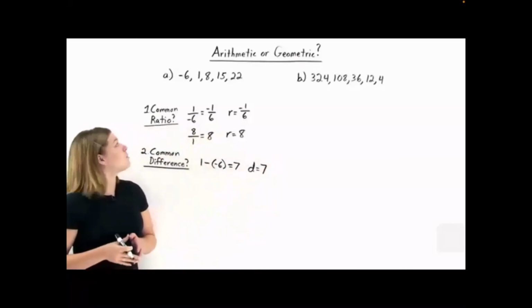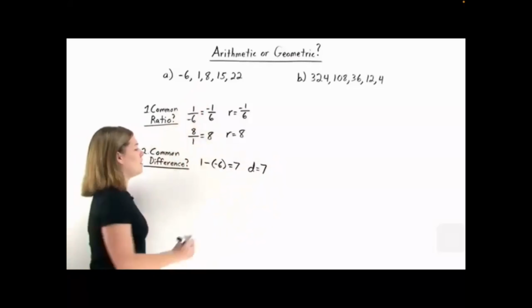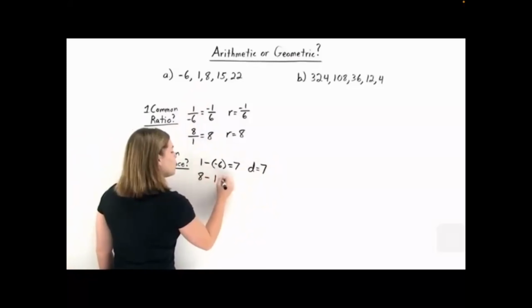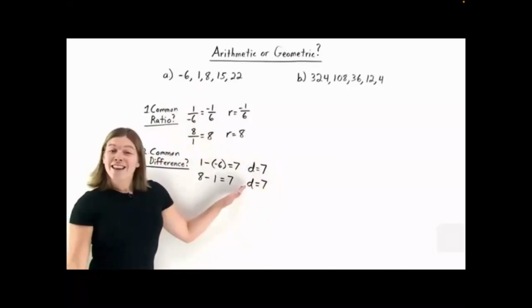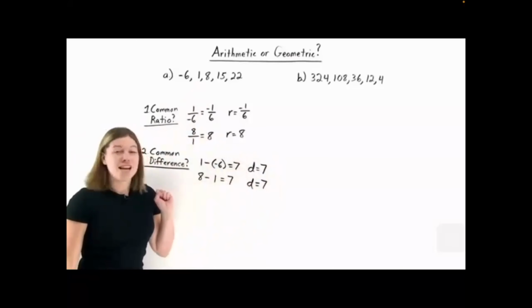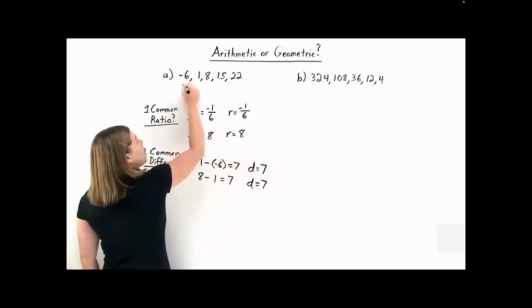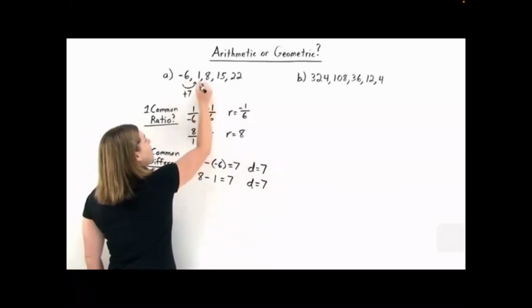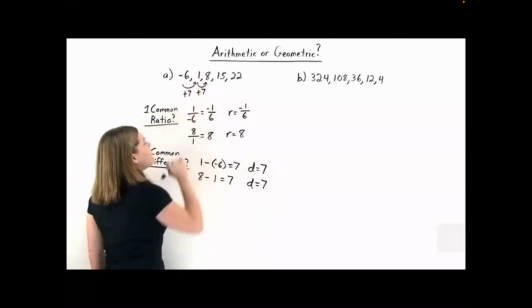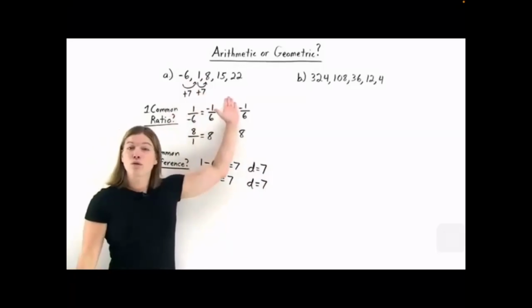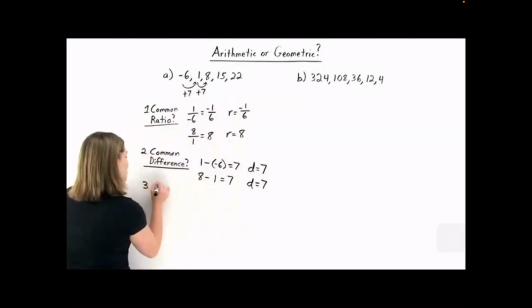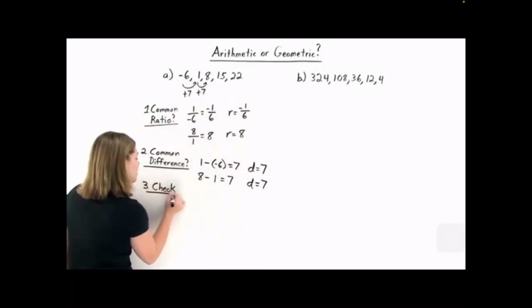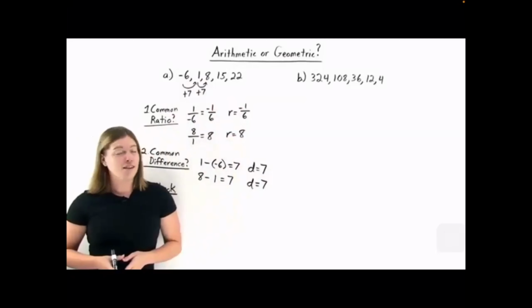But we need to check the other consecutive terms. So here we now look at 1 and 8. We find the difference. 8 minus 1 is 7. So we get that d equals 7. Hey, look! We got the same value for d each time. That means to go from -6 to 1, we need to add 7. To go from 1 to 8, we need to add 7. If this pattern continues throughout the entire sequence, that means that we have a common difference, and the sequence is arithmetic. That means in our next step, we need to check the rest of the terms in this sequence to see if they follow this similar pattern.